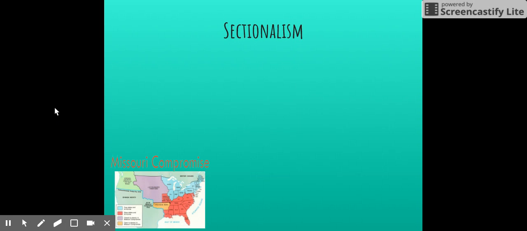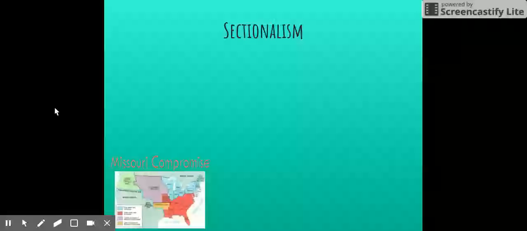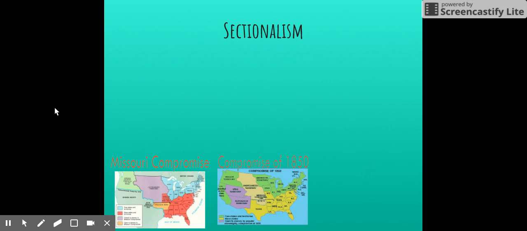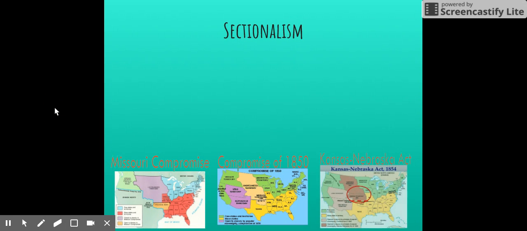And we're going to look at three big compromises: the Missouri Compromise in 1820, the Compromise of 1850, and the Kansas-Nebraska Act, as the government tries to deal with the fact that the nation is growing and they're trying to determine whether it's going to be mostly slave or mostly free.